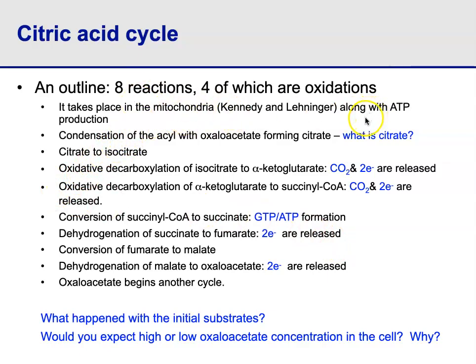All right, so the citric acid cycle takes place in the mitochondria. That's something to realize, because where does glycolysis occur? In the cytosol. This is in the mitochondria. So the first question you have to ask yourself is, how will pyruvate go from the cytosol to the mitochondria? Well, we're going to talk about that. But regardless, it happens in the mitochondria.